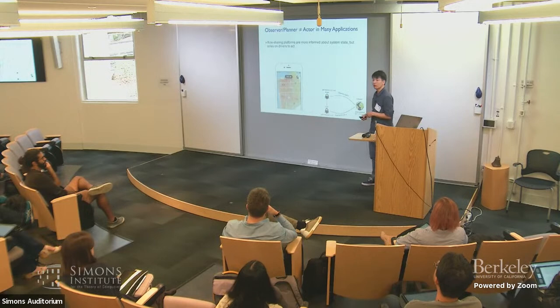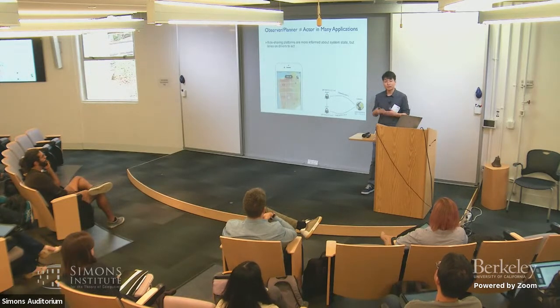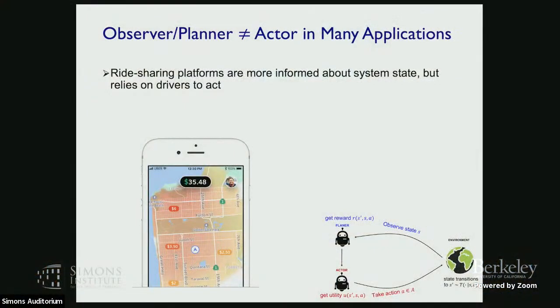Okay, so why do we care about this case, why sometimes is the planner going to be different from the actor? It turns out that this actually happens a lot in many applications. For example, if you think about ride sharing platforms, right? The platform really has a lot of information about the system, for example, the supply and the demand and stuff.